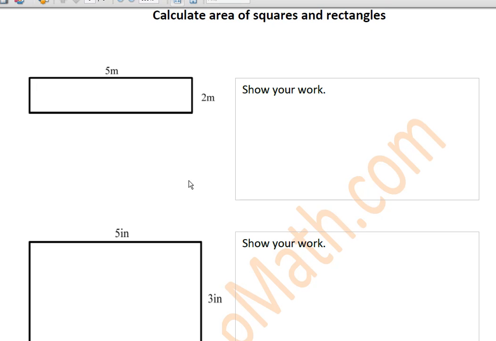Okay, so I'm just going to start by reviewing with you real quick on the first side of your worksheet. You'll have just a couple of typical rectangles to find the area of. And when we're looking for area, we always multiply the length times the width. So with this particular problem right here, it would be 5 times 2, which gives us the area of 10 square meters.